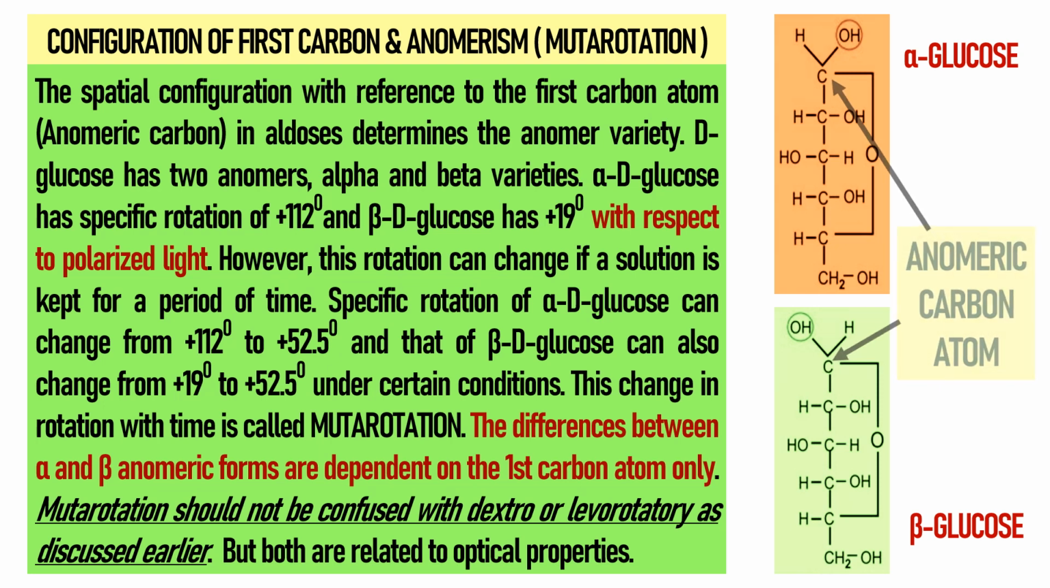However, this rotation can change if a solution is kept for a period of time. Specific rotation of alpha-D-glucose can change from plus 112 degrees to plus 52.5 degrees, and that of beta-D-glucose can also change from plus 19 degrees to plus 52.5 degrees under certain conditions. This change in rotation with time is called mutarotation. The differences between alpha and beta anomeric forms are dependent on the first carbon atom only. Mutarotation should not be confused with dextro or levorotatory as discussed earlier, but both are related to optical properties.